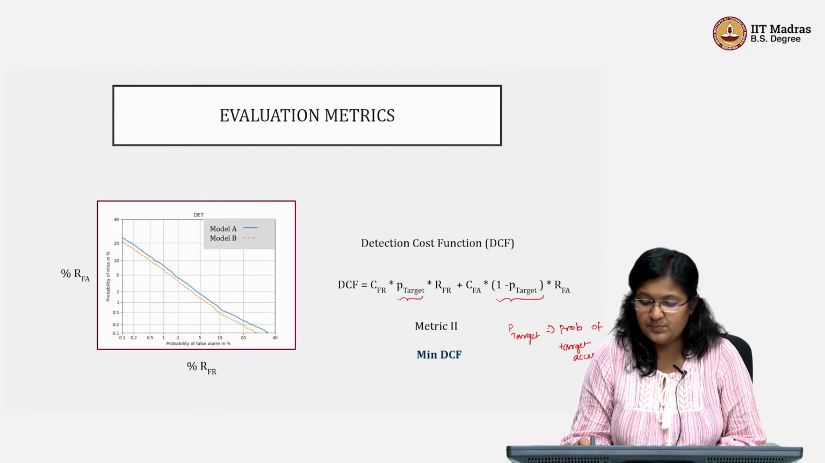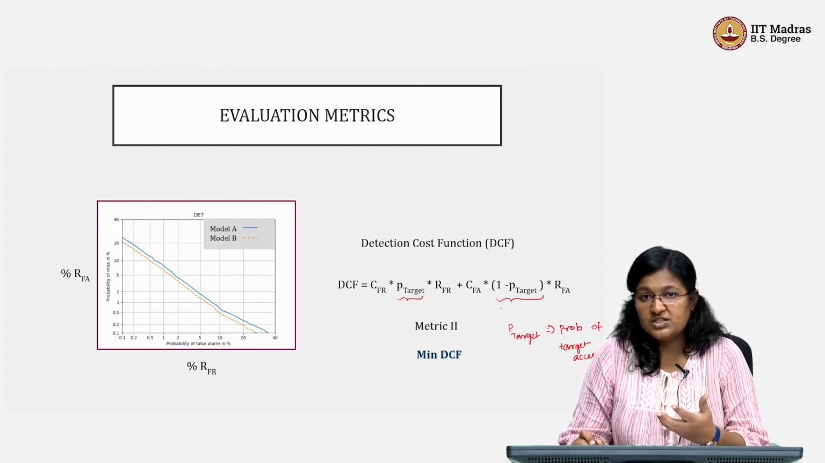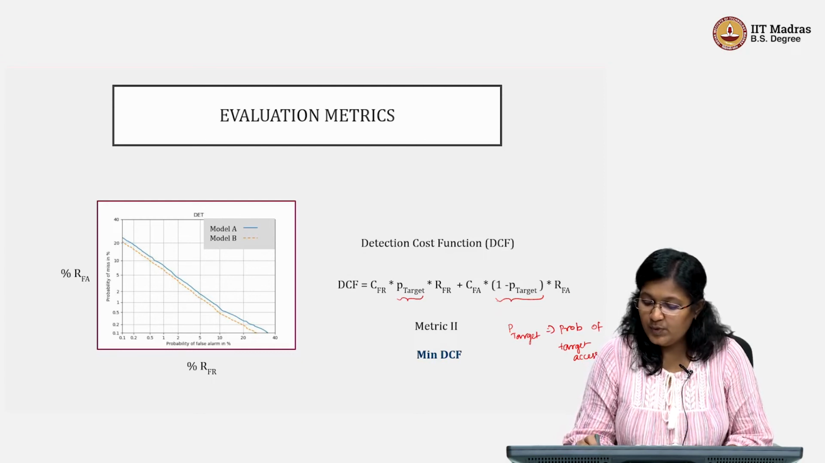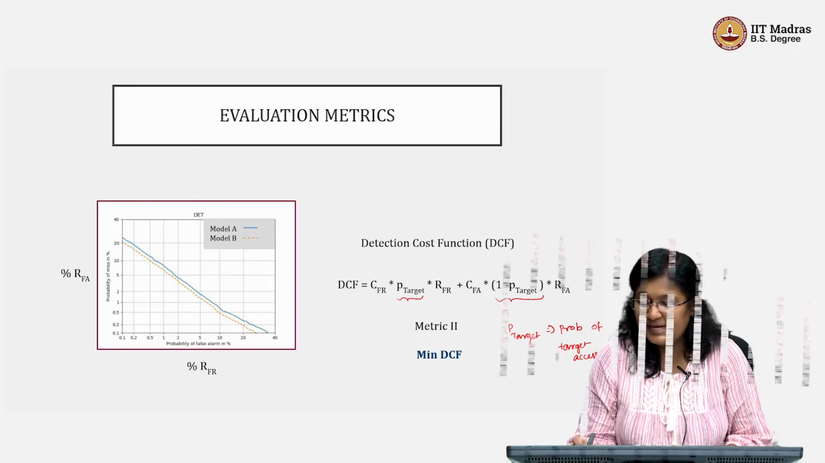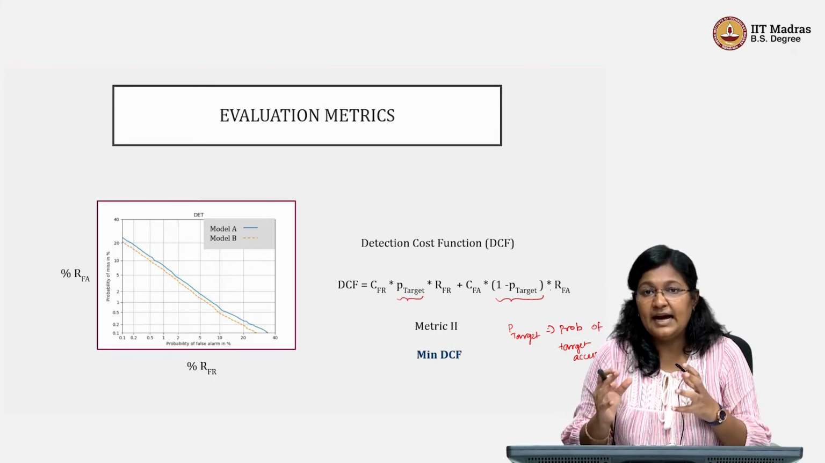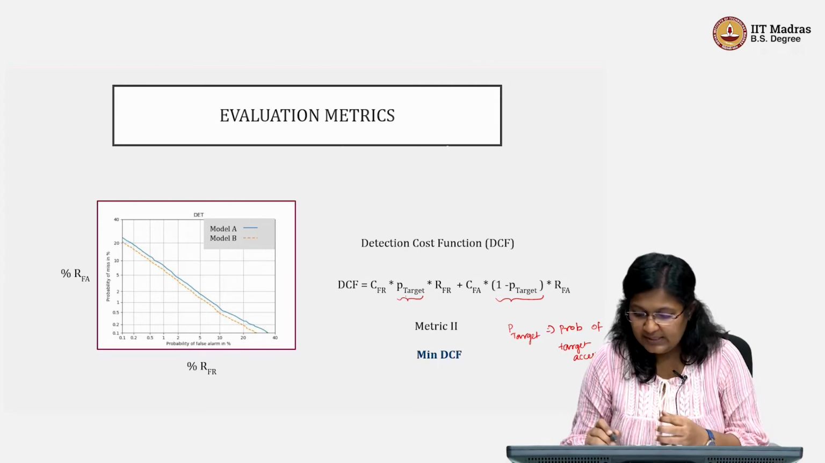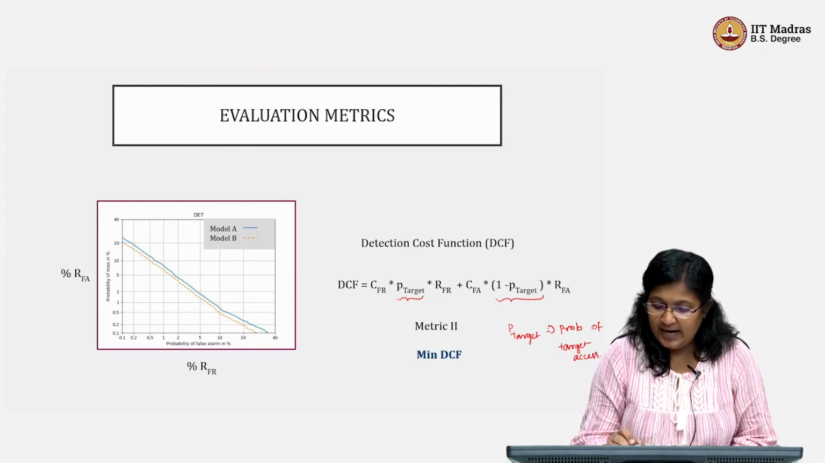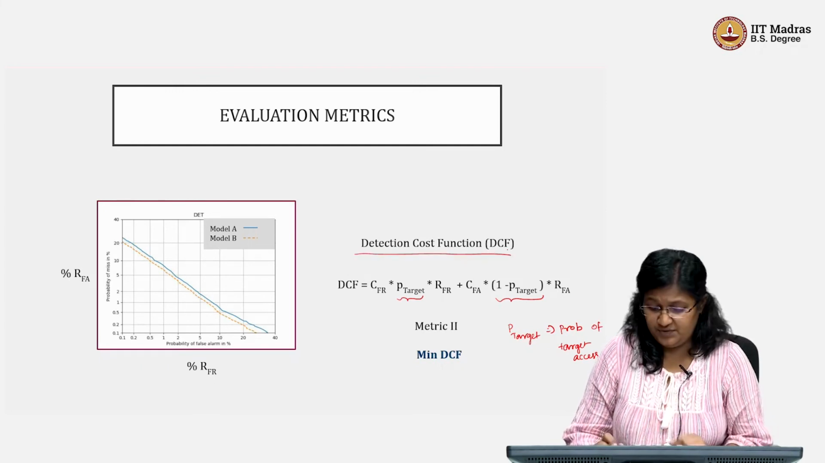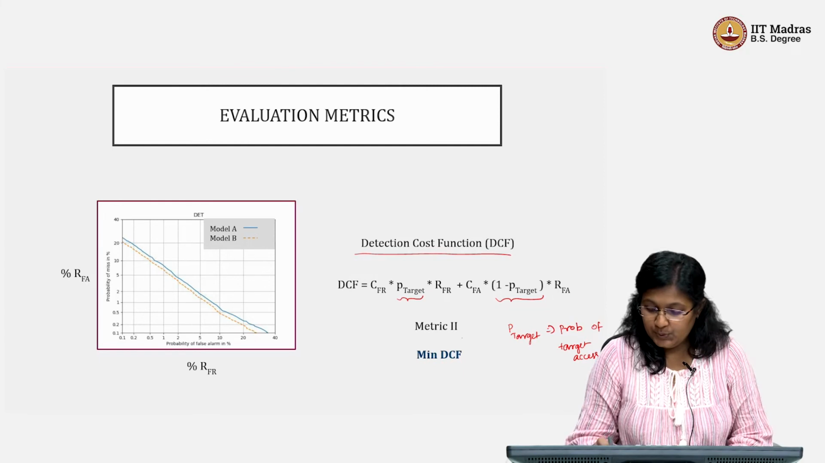If you see 1 minus P target, because there is more chance for the imposters, this probability will go high and this term gets more weightage. So, it is a weighted combination now. To bring in that effect, the P target comes into picture, and this is your final detection cost function. This is our metric 2.